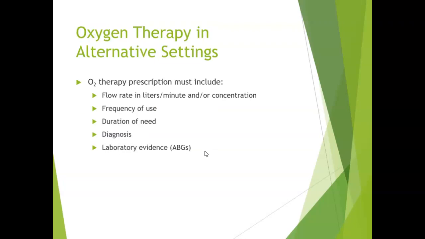Okay, so oxygen therapy in these alternate settings, like I said, this is probably our key thing that is going to be prescribed to our patients at home. So in order to prescribe oxygen, the prescription must include the flow rate in liters per minute and/or the concentration, how often the patient needs to be using it, like around the clock, with exercise or ambulation, while resting, whatever it is, and how long the patient's expected to need the oxygen.